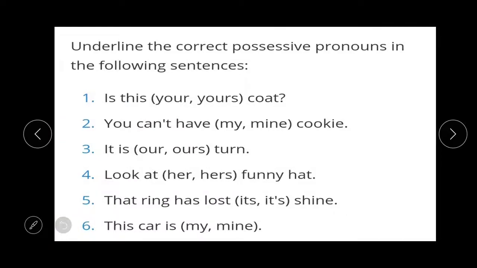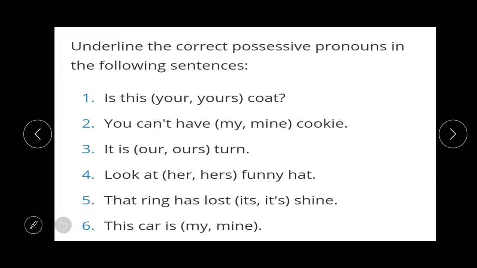Now students, for your better understanding, here I have included one exercise on possessive pronouns, and the exercise is: underline the correct possessive pronouns in the following sentences. You can see that here I have included 6 sentences. Let me read them out.